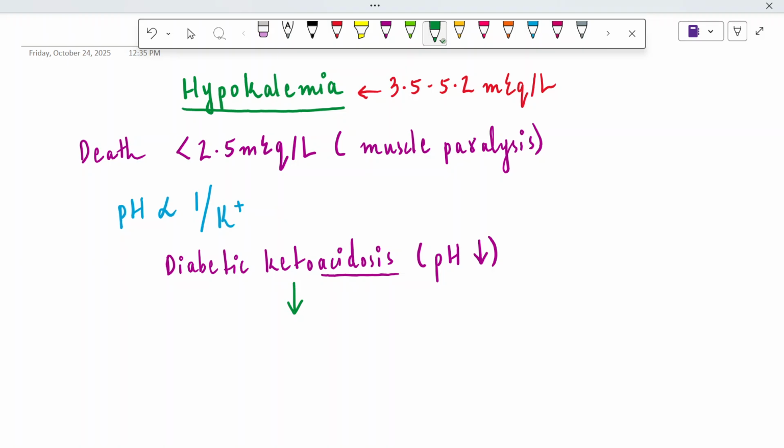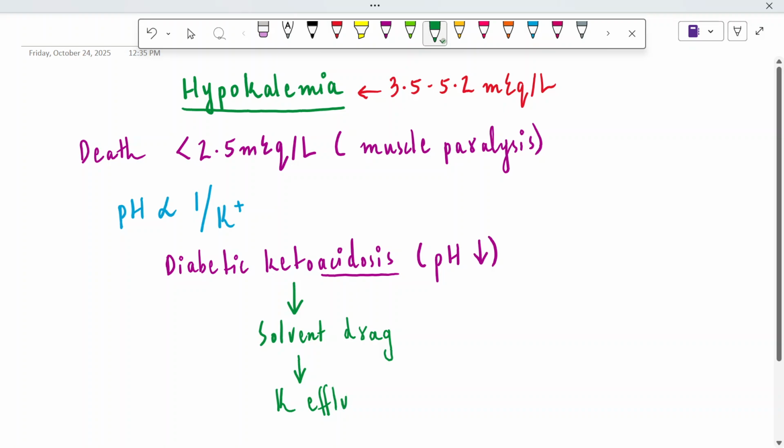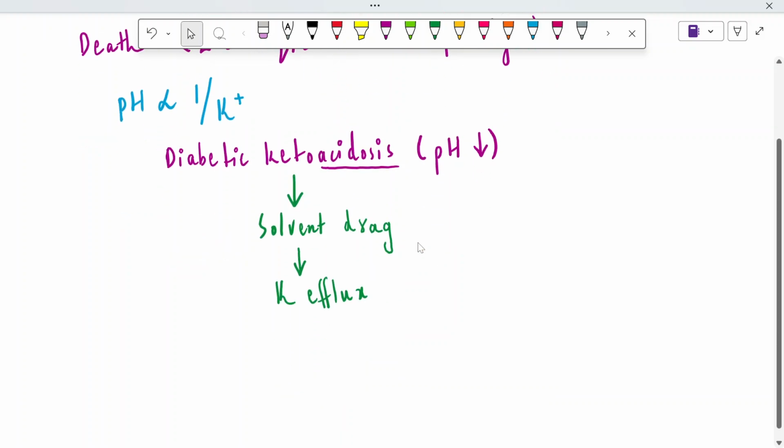It results in solvent drag. Solvent drag means that water will move out of the cell. And this water does not move alone, it will carry potassium along with it, right? So the potassium will also move out of the cell. Potassium efflux will result. It means that the amount of potassium in the bloodstream will rise, and that's exactly what I'm saying, that when pH is low, the amount of potassium in the blood will rise, and vice versa.